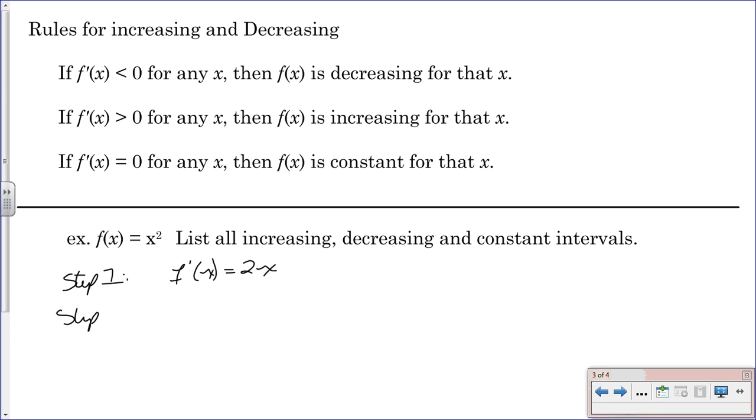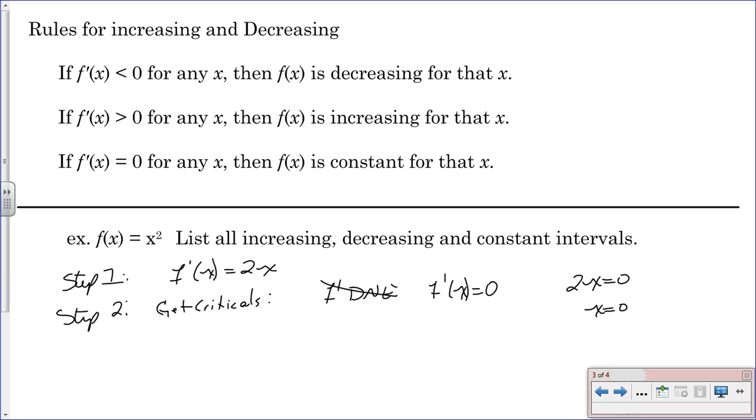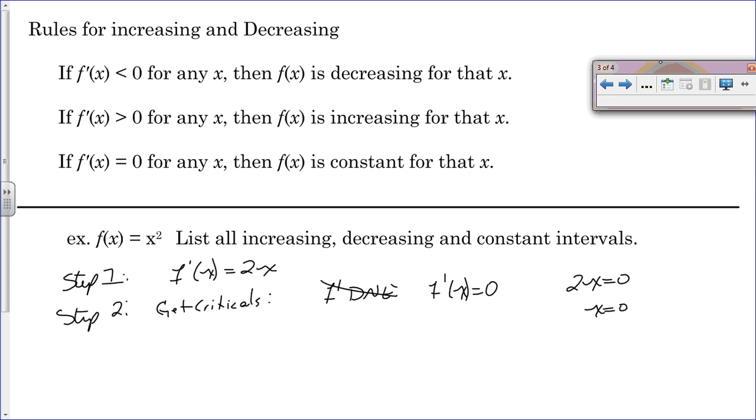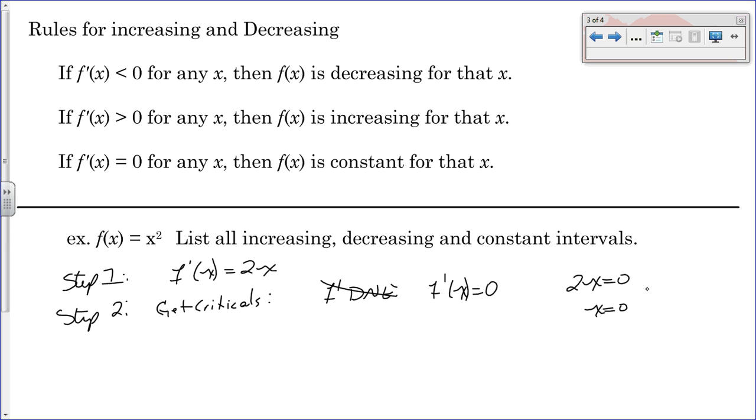Step 2, we have to get the criticals. For this one, f prime does not fail to exist anywhere. So we need to find out where f prime of x equals 0. Take 2x, set it equal to 0. So x equals 0. So we got our criticals. Our critical is 0.